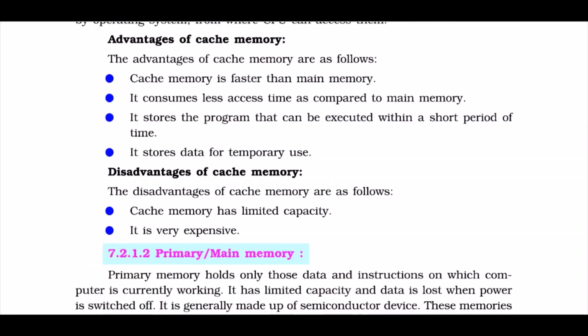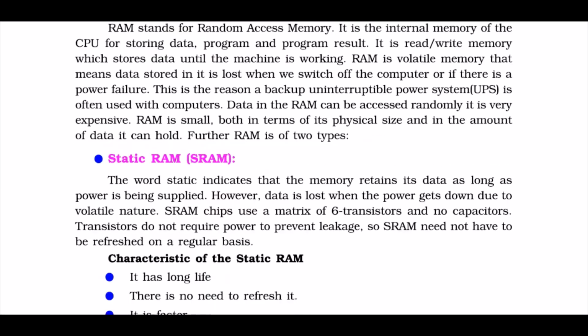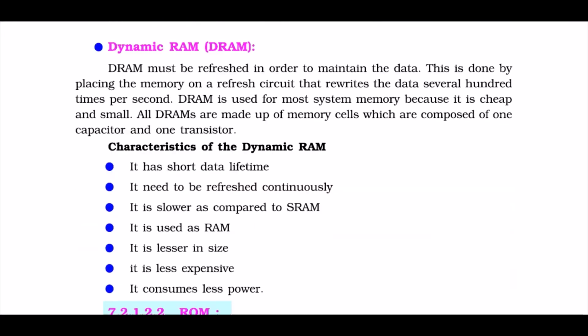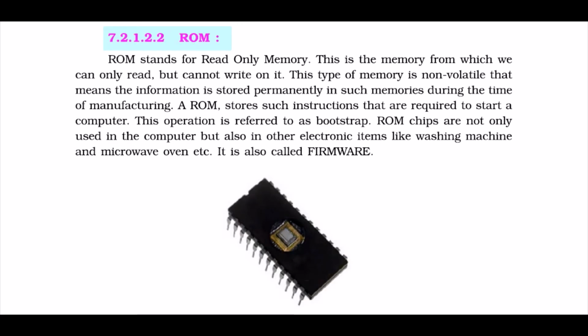Like internal or cache memory, ROM is also read-only memory. ROM stands for read-only memory. This is the memory from which we can only read but cannot write. Always remember, ROM is read-only memory. This type of memory is non-volatile. That means the information is stored permanently.